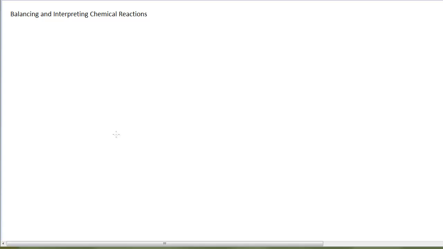A chemical reaction describes what's happening, a chemical change, if you will. It always has a similar format. You always have reactants, which can be one or more chemical species. We draw an arrow to indicate the reaction is happening, and then we list our products. The products can be one or more chemical species.